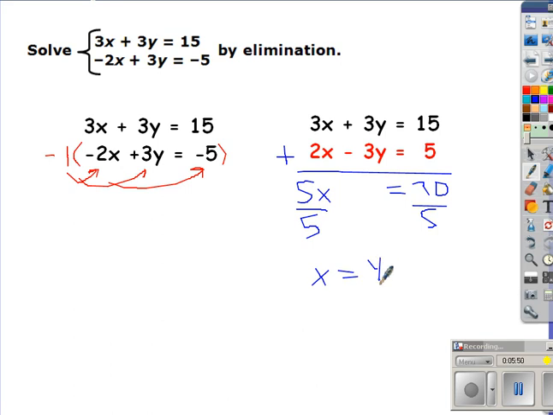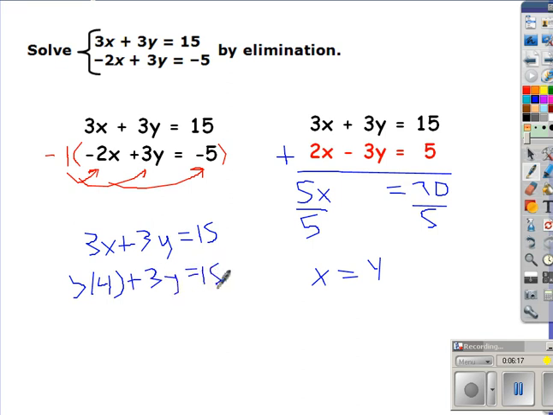Okay. So I know what x is. Now I'm going to take one of those two original equations. Both of them are about equally as difficult. Nothing easy about either one. So I'm going to say 3x plus 3y equals 15. Now I know what x is now. X equals 4. So I'm going to substitute that in. And 3 times 4 plus 3y ends up equaling 15. 3 times 4 is just 12 plus 3y equals 15. Can subtract 12 from both sides.